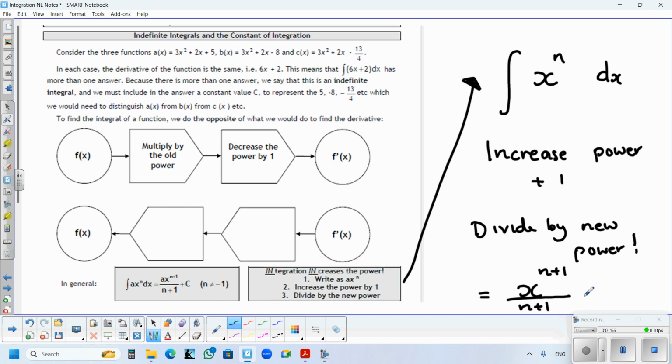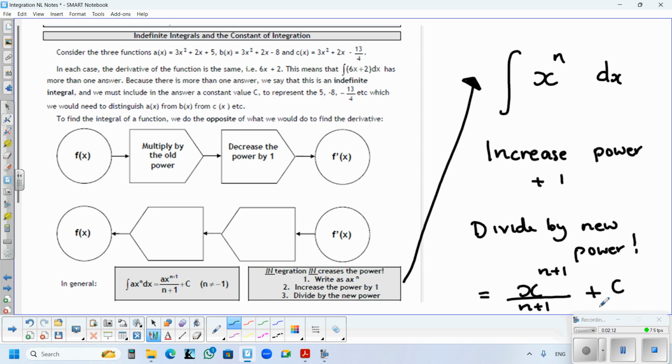Now, when you integrate, you've always got to put in a plus c. The plus c stands for the constant of integration, because you know that when you take the derivative of a number, it just disappears. So when you want to go back to find out what that number is, you can't because it's disappeared. So you put in plus c.